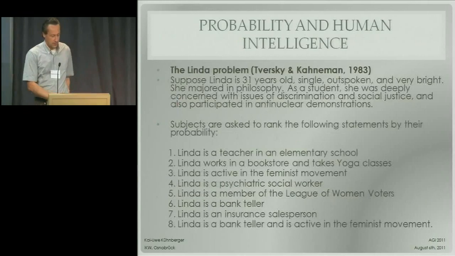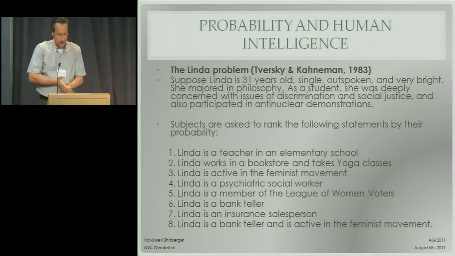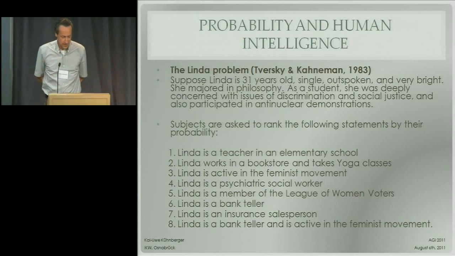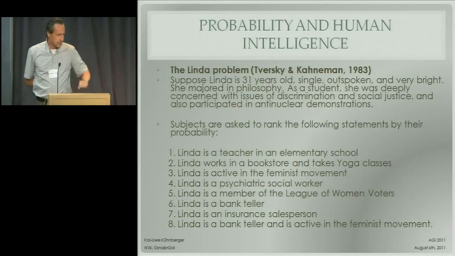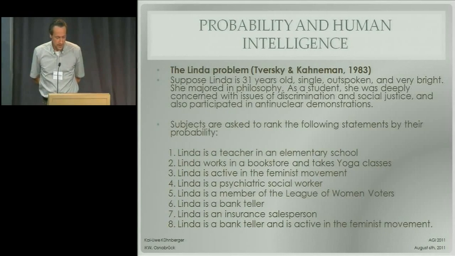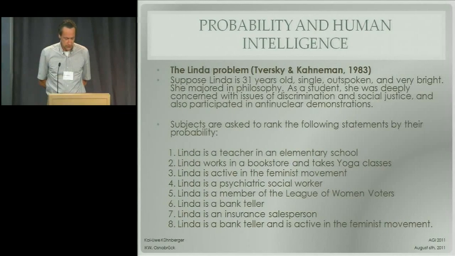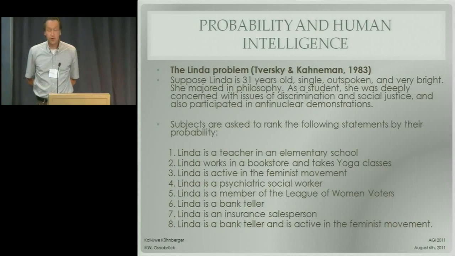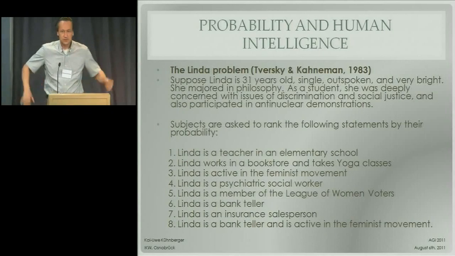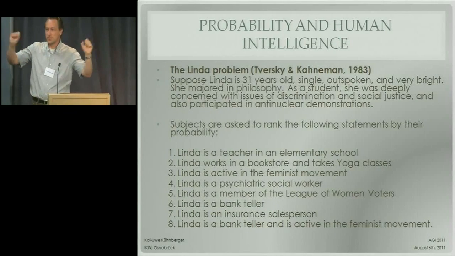That's the first puzzle. The second puzzle I want to mention is the famous Linda problem, proposed by Tversky and Kahneman, 1983. There's a profile given for Linda, which can be stated as follows. Suppose Linda is a 31-year-old, single, outspoken, and very bright woman. She majored in philosophy. As a student, she was deeply concerned with issues of discrimination and social justice, and also participated in anti-nuclear demonstrations. So a certain particular profile was given to the subjects.